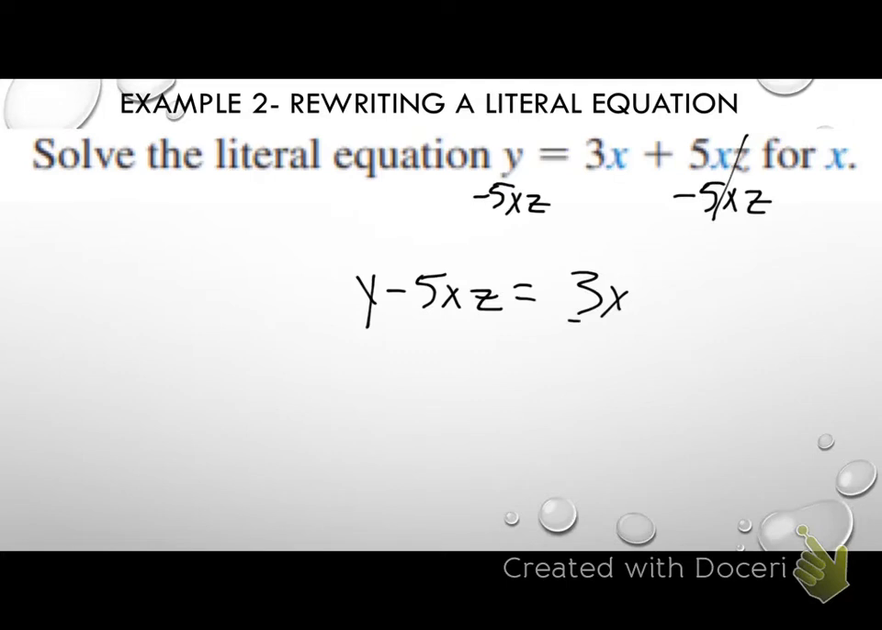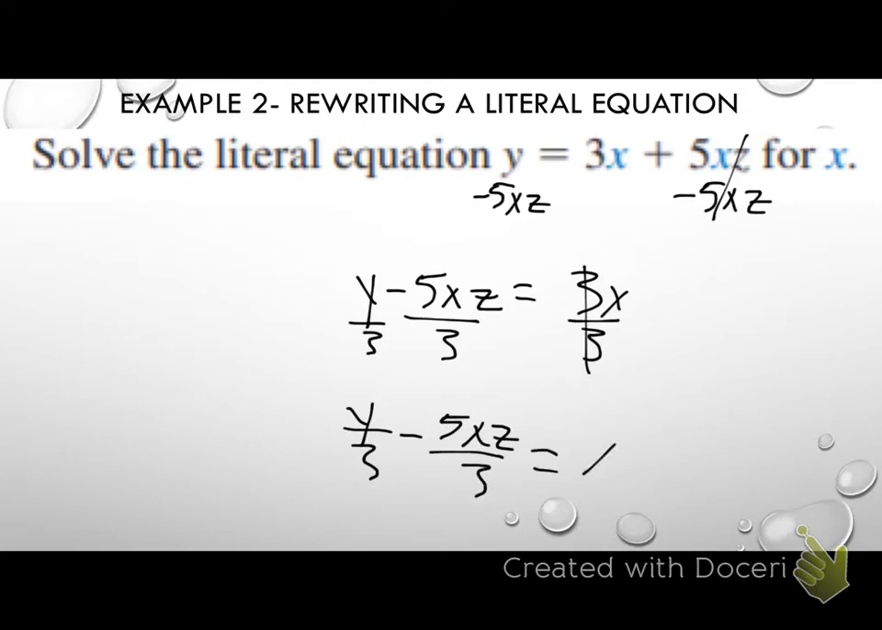Probably divide by 3, right? Yeah. So I'd get y over 3 minus 5xz over 3 equals x. Well, I got one x by itself, but I have another x within my equation. We don't want that. We just want all the x's on the same side, solve for the one x. So this is probably not going to work out for us in this case.